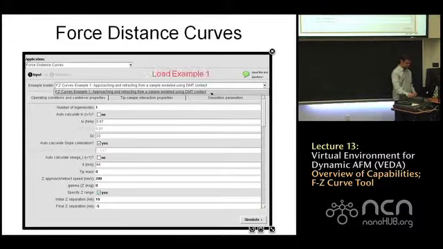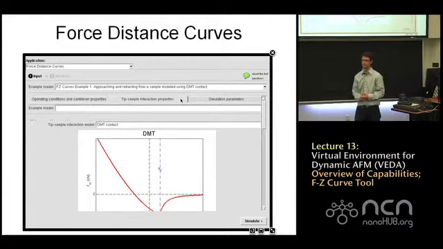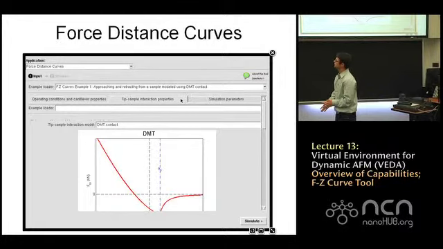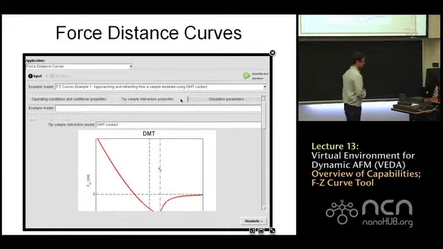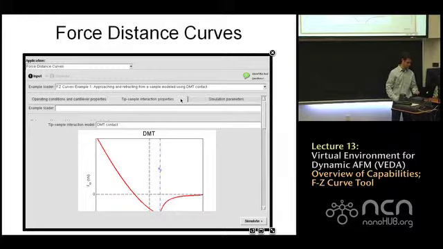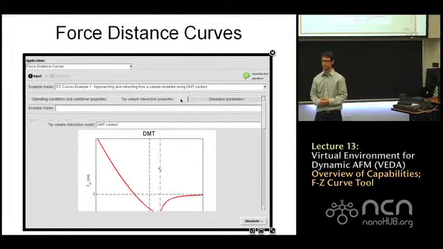If you click on the tip sample interaction properties tab, you'll find an input page that looks just like the Force Viewer tool. So for instance, we still have our drop-down menu, and we can select the same tip sample interaction models. And here we're going to use the same DMT contact model from the Force Viewer example.